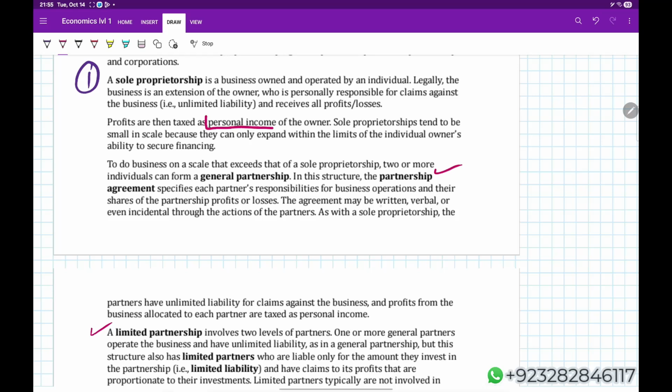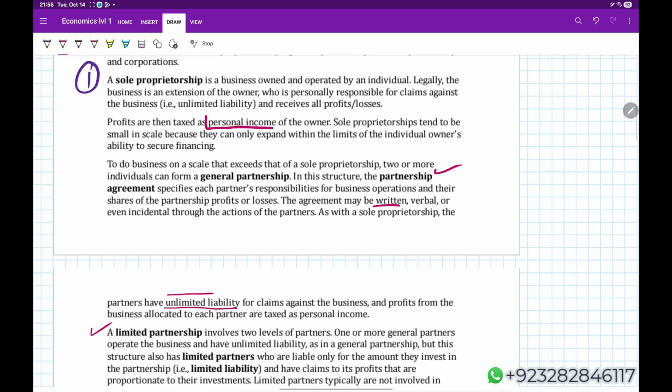The agreement can be written, the agreement can be verbal, or it can be incidental. Incidental means depending upon the actions in the past regarding the partners. So in the partnership structure, again, business is not separate in the eyes of law from the partners. Partners have unlimited liability. Okay, so this is a most important point.